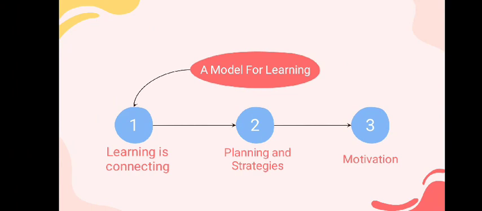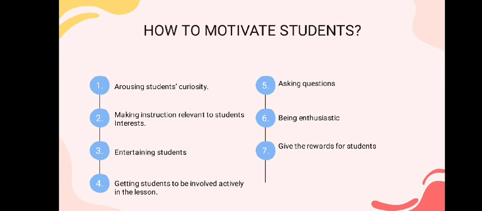In learning, there is a model of learning that is: first, learning is connecting the new information to the existing information. Second, to maximize the existing knowledge, it needs planning and strategies. Third, motivation is an essential factor in the effective teaching and learning process. In carrying out our learning, teachers should be able to motivate the students. How can you motivate the students?